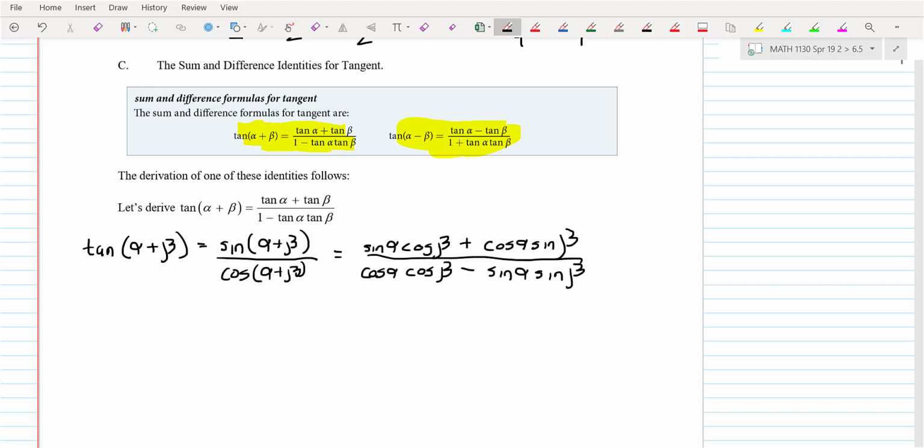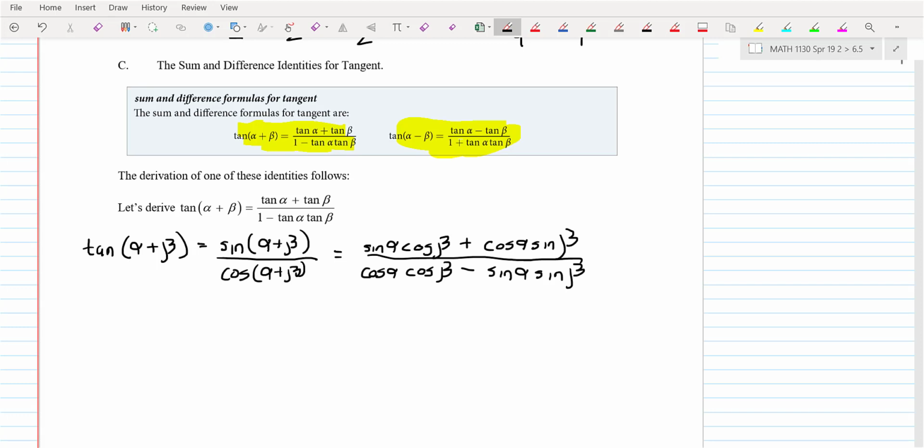Okay, and what I'll show you on this is how you get this identity out of this. And the way I remember to do this is this. I'll show you kind of what I do in my head. I want this whole thing right here to become a tangent alpha. Well, if I divide by cosine beta, we know, cosine alpha. If I do sine alpha over cosine alpha, I'm going to get that.